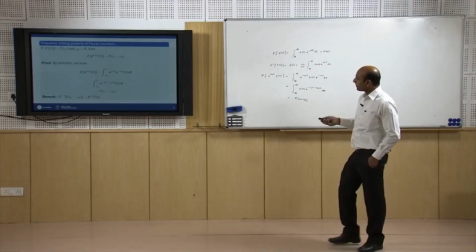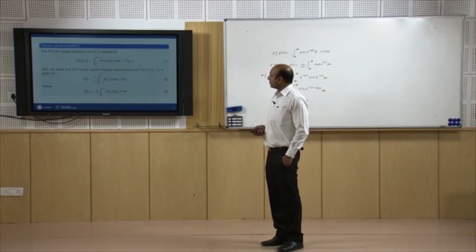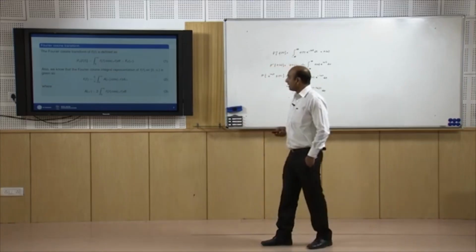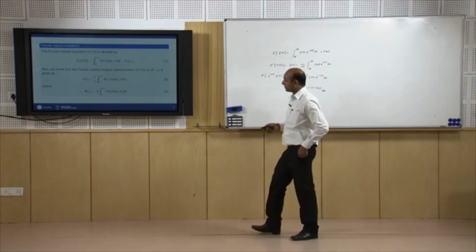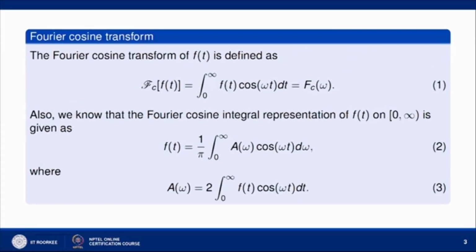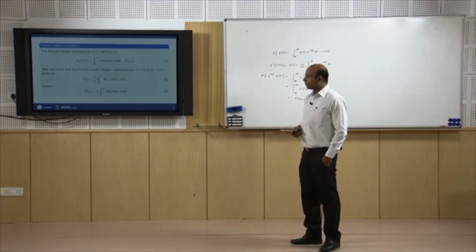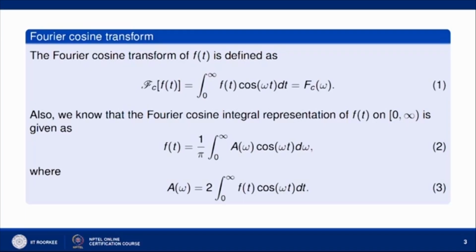Okay. Now, next is the Fourier cosine transform. The Fourier cosine transform of function f(t) is defined as the integral from 0 to infinity of f(t) cos ωt dt. Now, it comes basically from the Fourier cosine integral representation of function f(t). What is the Fourier cosine integral representation of function f(t)? It is f(t) equals 1 upon π integral 0 to infinity A(ω) cos ωt dω, where A(ω) is given by this expression.